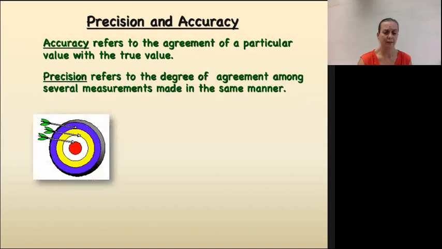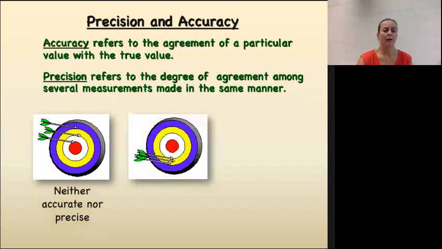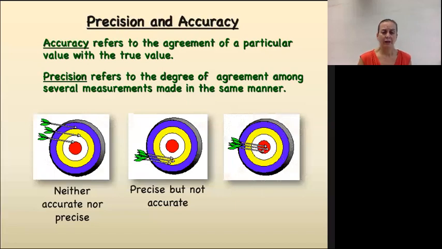So if we were to look at this particular grouping, we would say that these arrows, whoever was shooting wasn't very accurate and wasn't very precise. So we're not accurate nor precise. Here we have a grouping of arrows. They're all very close together. So these are very precise. This was a very precise shot, but if you're trying to hit the bullseye, it was not very accurate. So here we have precise, but not accurate. And then of course, the ultimate goal is always to be both precise, close together, and accurate, close to the actual value. And here we have a grouping of arrows that is both precise and accurate.